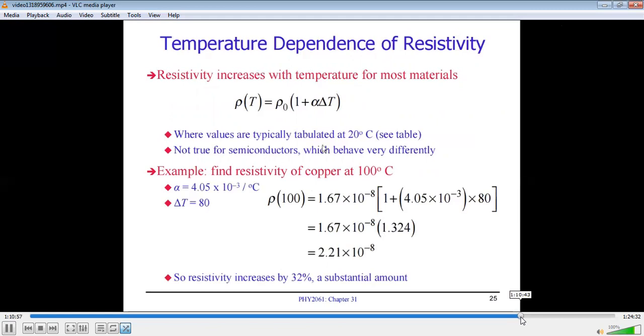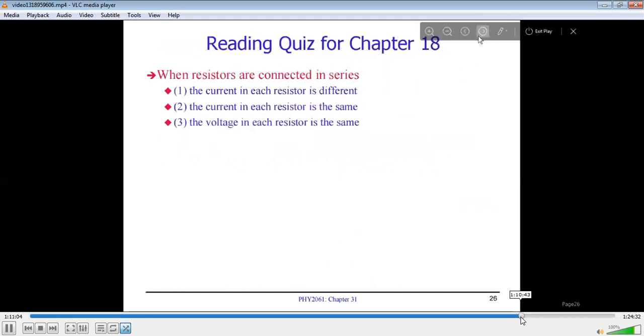This is an example for calculating the temperature coefficient and resistance, the specific resistance. Now a reading quiz for this part. When resistors are connected in series, the current in each resistor is different. The current in each resistor is the same. The voltage in each resistor is the same. So in series, you must know the current in each resistor is the same. So the second one is the true one.